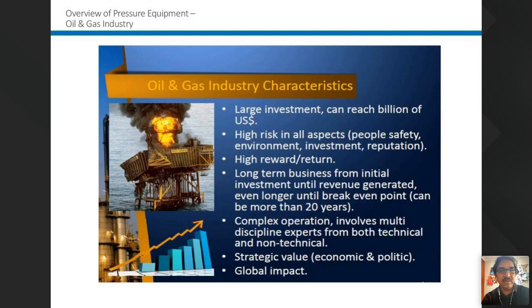And it's a long-term business. Sometimes the investment you make, $20 billion, $50 billion, will take at least 15, 20 years to break even, depending upon the type of crude or the type of technology you apply. And it involves complex operation, multidisciplinary experts like process engineers, chemical engineers, mechanical, civil, structure, instrumentation, technicians, thousands of people required to ensure the plant is maintained and operated in a safe way. And the oil and gas industry is of strategic value. Needless to say, oil is always political and economic. The oil price goes up, the bread we eat goes up; price goes down, everything goes down. So this gives you an overview of the oil and gas industry.